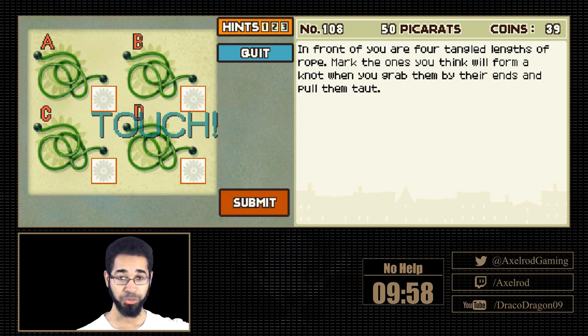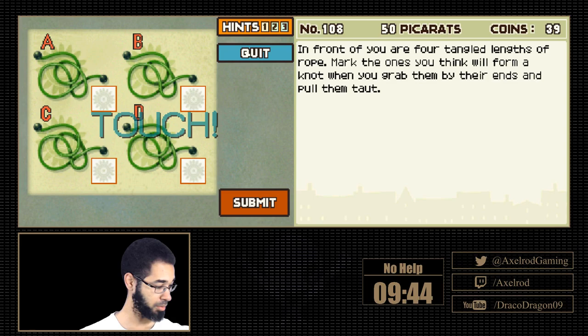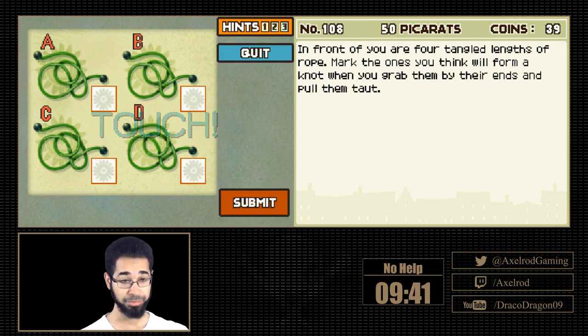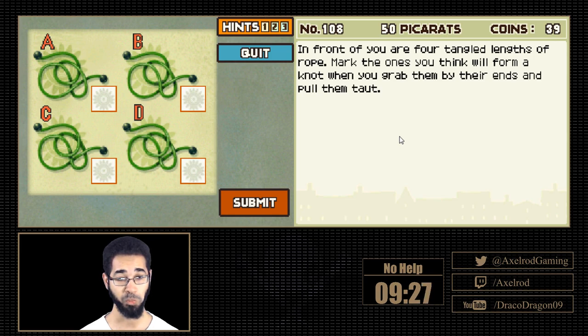Alright. In front of you are four tangled lengths of rope. Mark the ones you think will form a knot when you grab them by their ends and pull them taut.